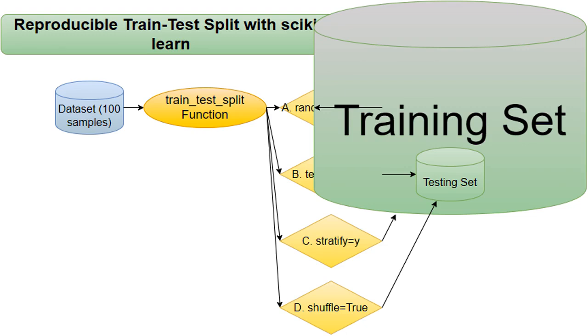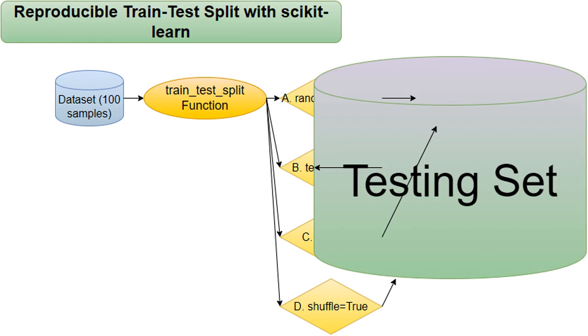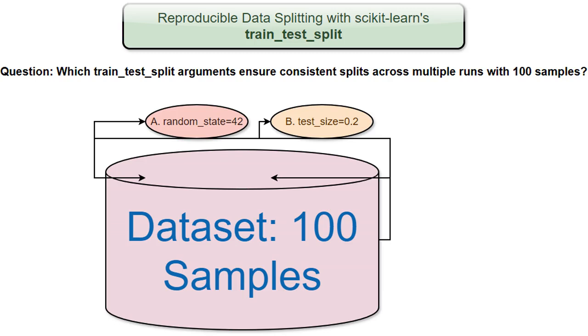The portion of my data I'll use to train my machine learning model. The portion of my data that I use to evaluate how well my trained model generalizes to new, unseen data. I have a dataset with 100 samples.